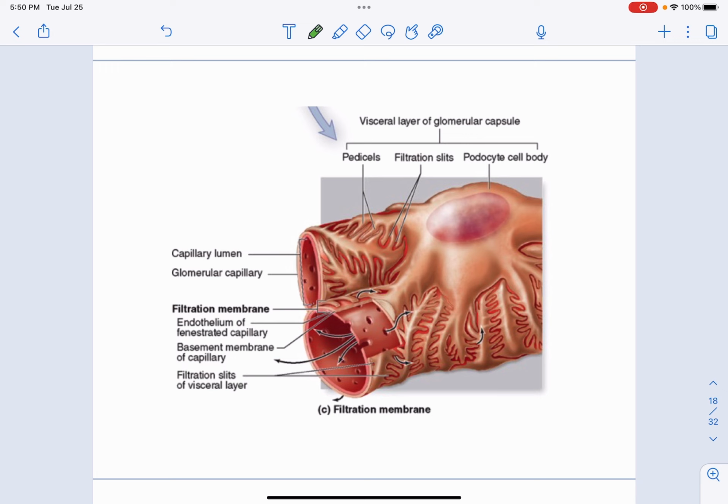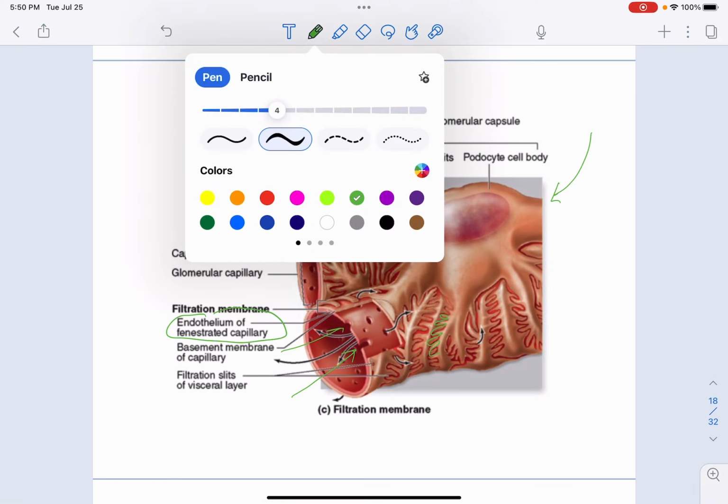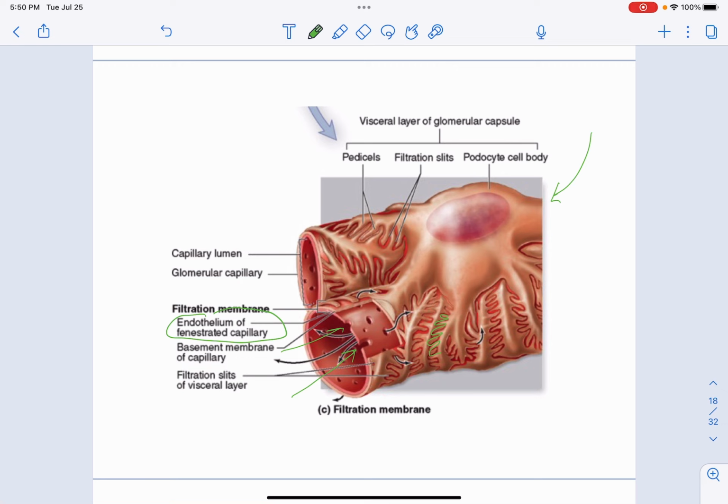I have one other really cool picture that highlights how this capillary network has fenestrations. The endothelium is fenestrated, so you can see all the little pores in the lining. You can see the podocyte sitting on top, and how these little feet, the pedicels, form these filtration slits. As blood flows through there, small molecules, mostly ions, are going to be filtered out of the glomerulus through this mechanism.